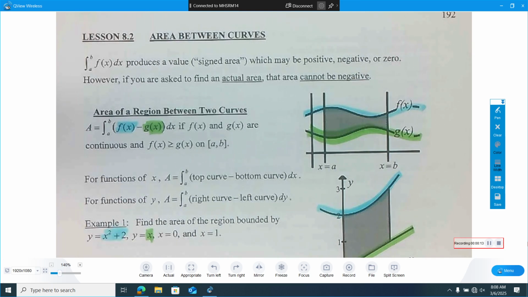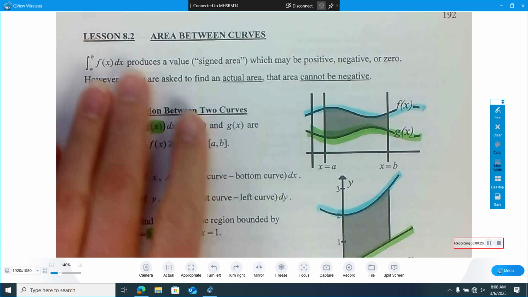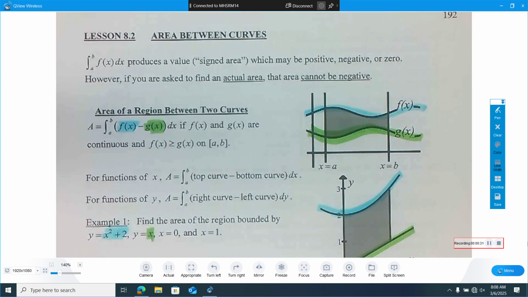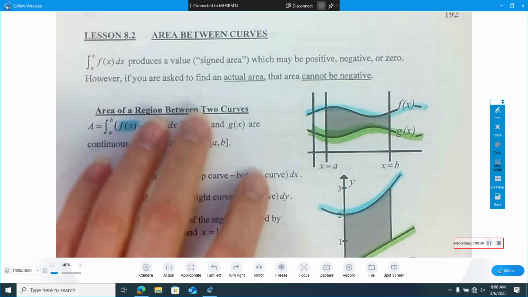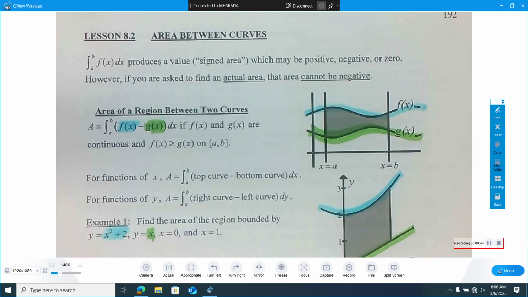All right. We are finding the area between two curves today, which is not that hard, but there are some tricky aspects to it. We know that the integral from a to b of f of x dx produces signed area, which may be positive, negative, or zero. If it's above the axis, that area is positive. If it's below, it'll be negative. However, if we're asked to find the actual area, that cannot be negative, because in real life there would be no negative area.